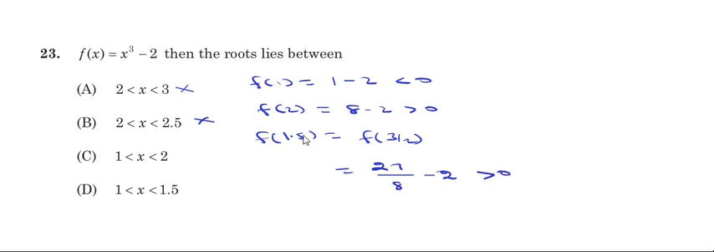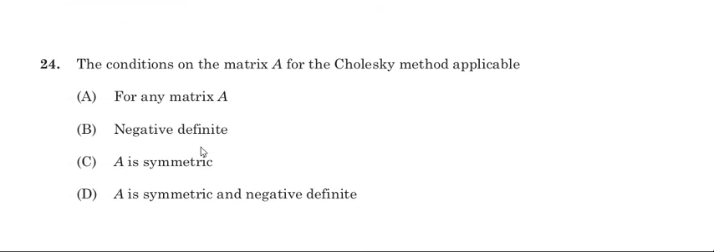So therefore there is a change in sign between 1 and 1.5. The root lies between 1 and 1.5, whereas the root does not lie between 1.5 and 2 because both are greater than 0. Therefore the root lies between 1 and 1.5. Option C is wrong. So this is a direct question.